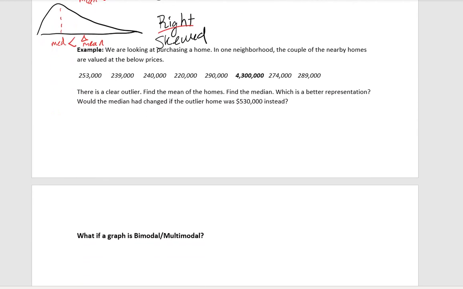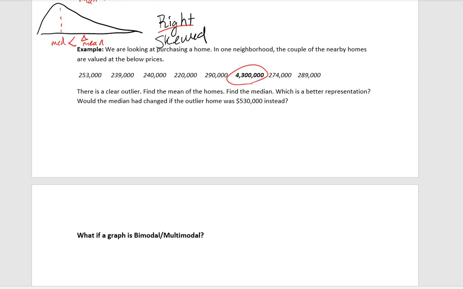Another reason that you would want to use the median instead of the mean is if you have outliers in your data. So let's say that we're looking to purchase a home in a neighborhood, okay? And what we find is that the homes are 253, 239, 240, 220, 290, 4.3 million, so obviously an outlier, 274, and 289. So we have an outlier.